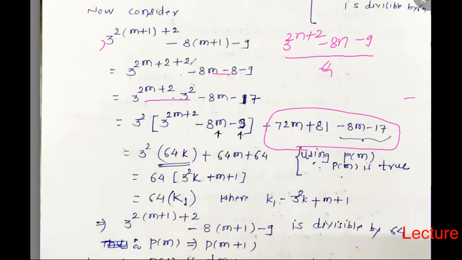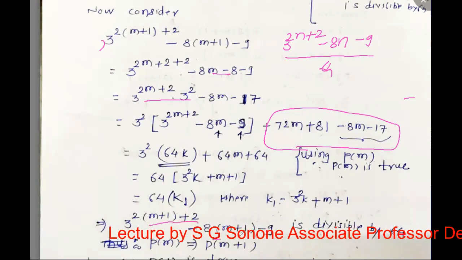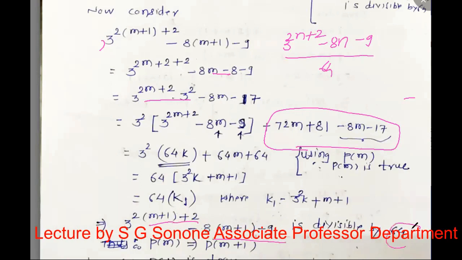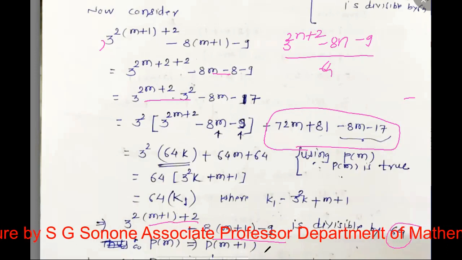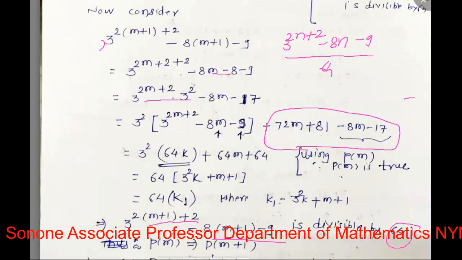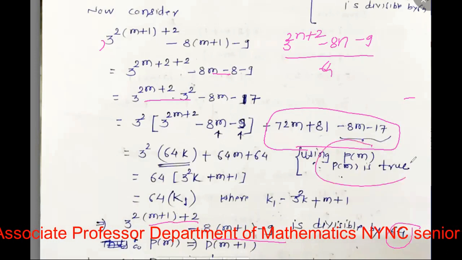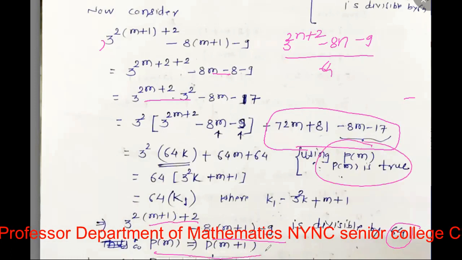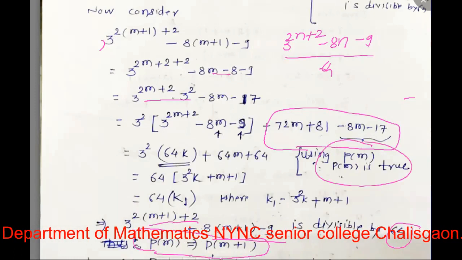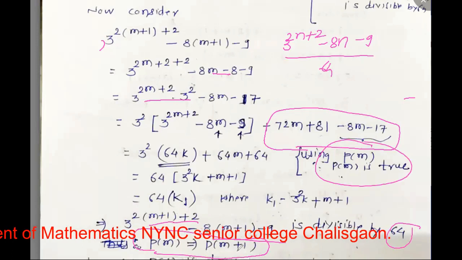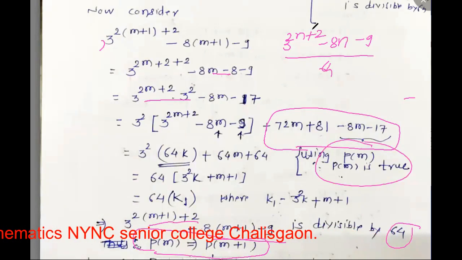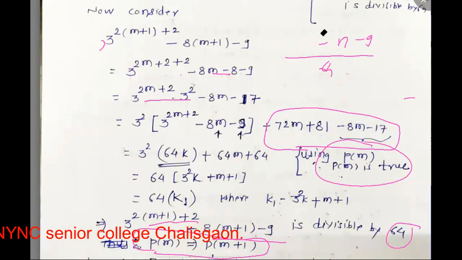So now we have shown that 3 raised to twice m plus 1 plus 2, minus 8 into m plus 1, minus 9, is divisible by 64. So P of m plus 1 is true. And for that we have used that P of m is true. In that case, P of m plus 1 is also true. So P of m implies P of m plus 1.